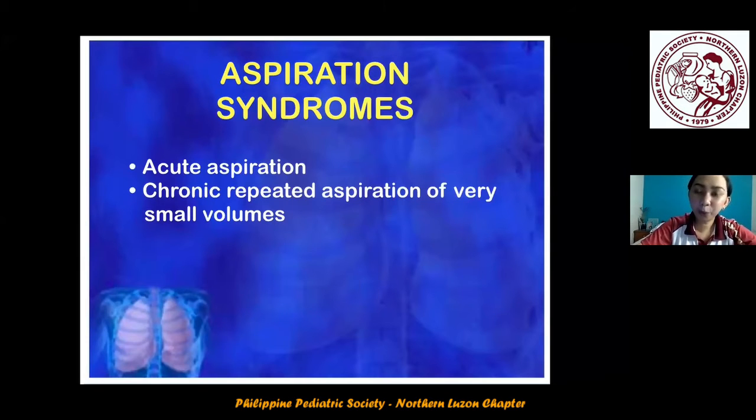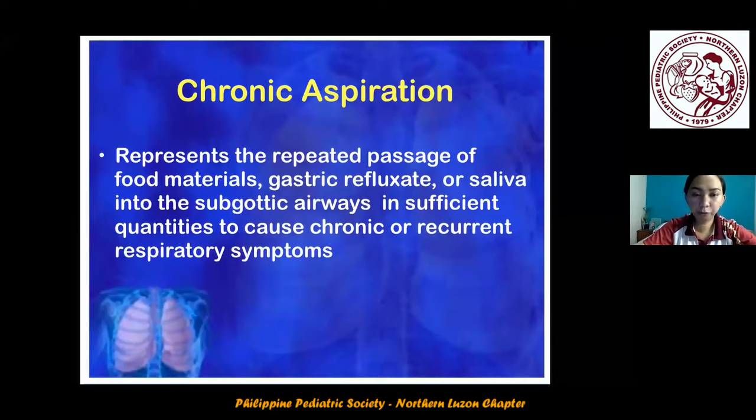There are actually two main aspiration syndromes. One is an acute aspiration event, which can rapidly progress to aspiration pneumonitis, and in worst cases may lead to respiratory failure. The other is a chronic repeated aspiration of very small volumes, like the ones we see in patients with neurologic disabilities, and thus will be discussed further in this lecture. Chronic aspiration represents the repeated passage of food materials, gastric refluxate, or saliva into the subglottic airways in sufficient quantities to cause chronic or recurrent respiratory symptoms.